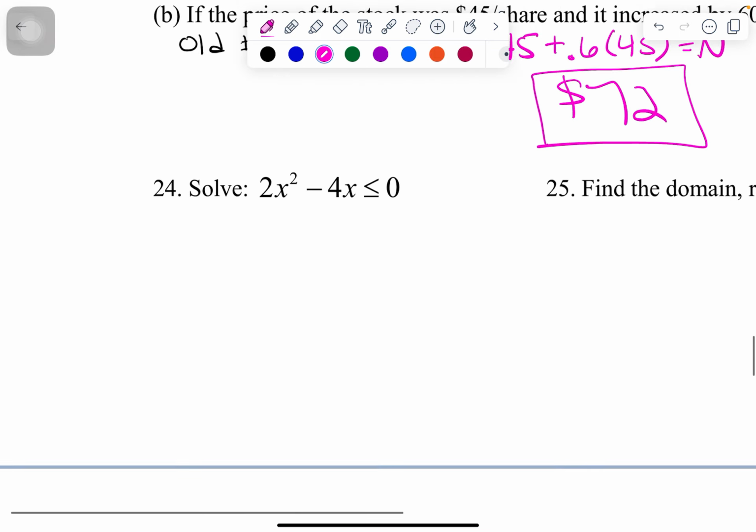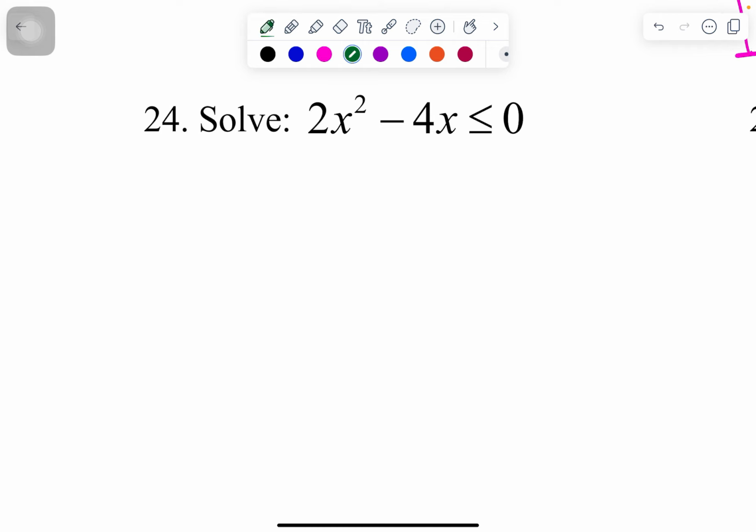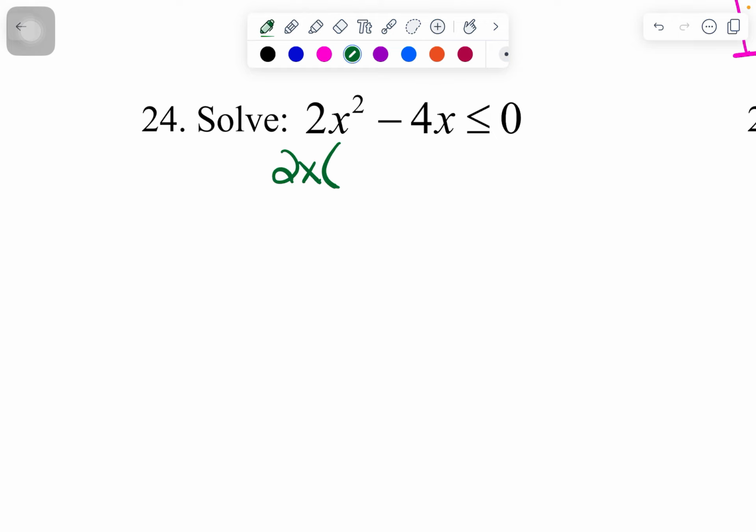All right, last but not least, we've got question number 24. We have a quadratic inequality. We need to solve it. We've got the 0, that is great. I'm going to go ahead and factor the left side. Taking out a GCF of 2x, I've got x minus 2 left over. Then I'm going to set each factor equal to 0. So we've got x equals 0 and x equals 2.